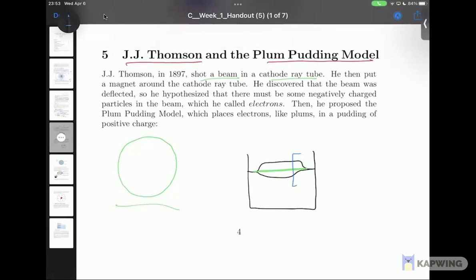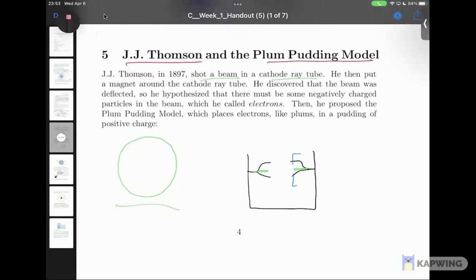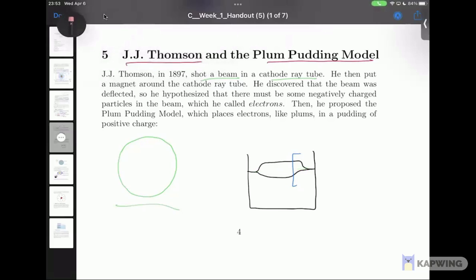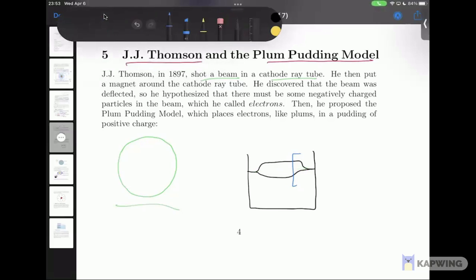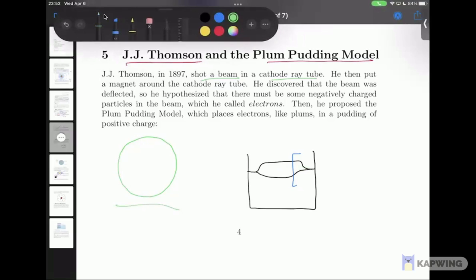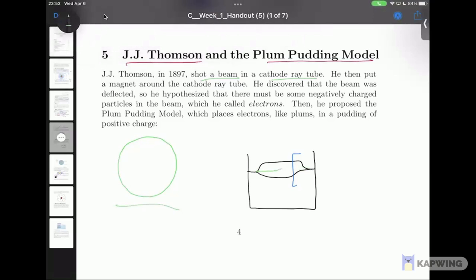So let's say he put a magnet here, and what ended up happening is that the electrons, or we didn't know there were electrons at the time, but the stuff in this beam got deflected. So the beam actually looked more like this.